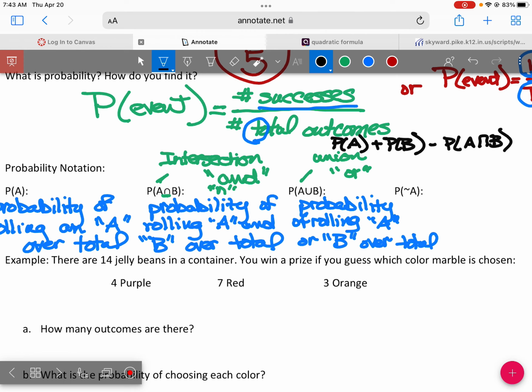at the same time. All right, the last one is the probability of not rolling an A. Not rolling an A over the total. So that little squiggly sign is not A.